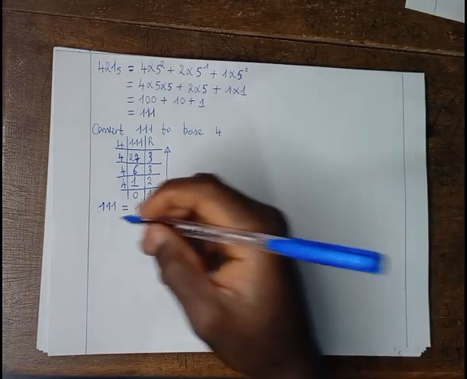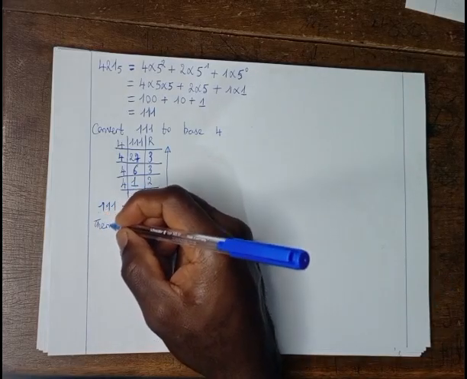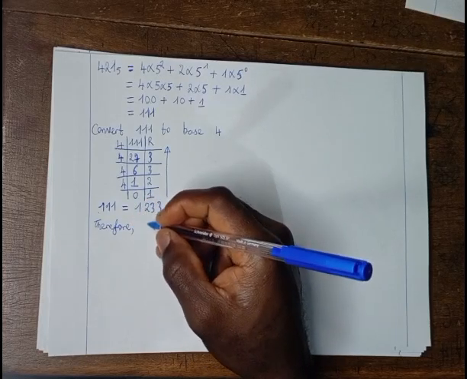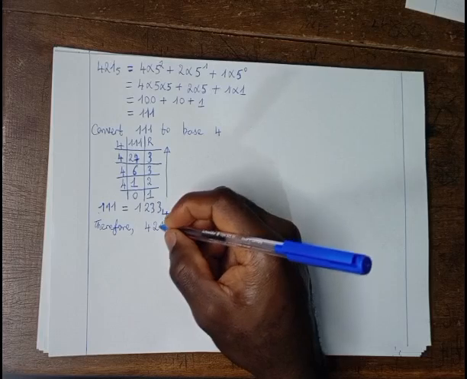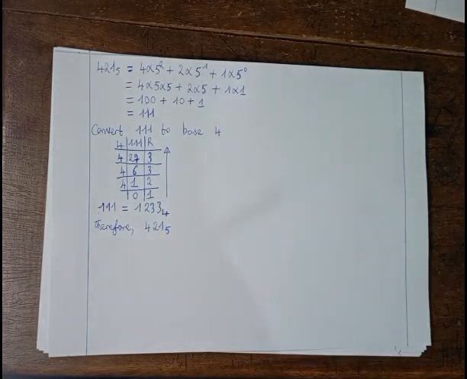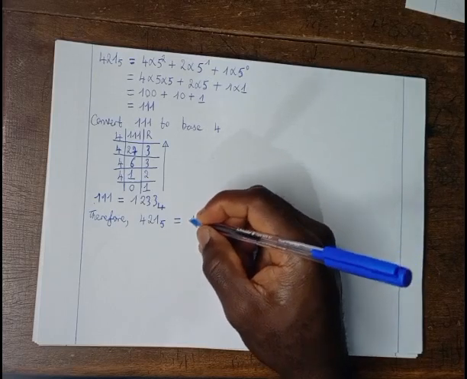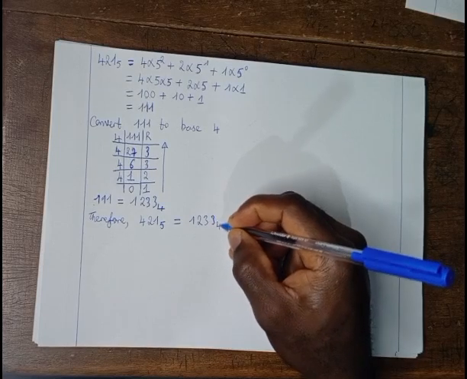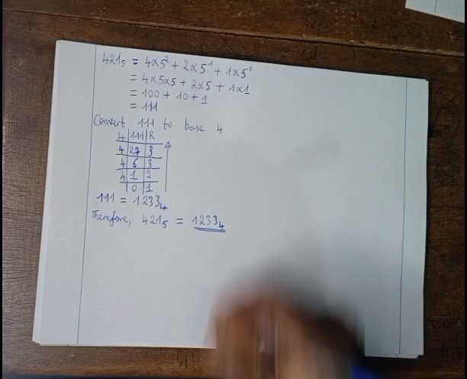Now we need to conclude. For our conclusion, therefore, the number 421 base 5 in base 4 is simply equal to 1, 2, 3, 3 in base 4. We must indicate the base.